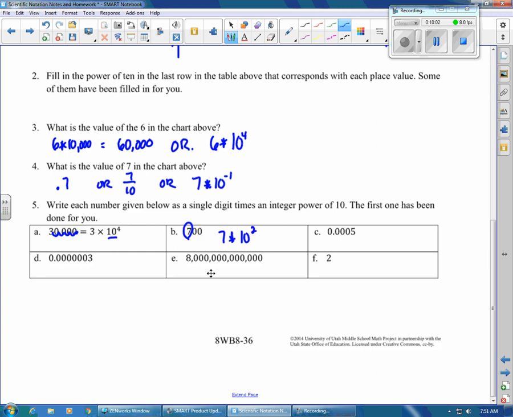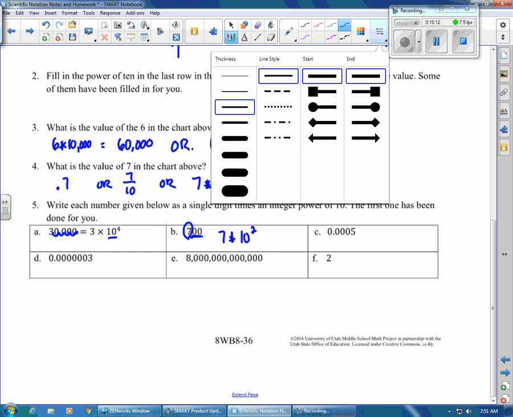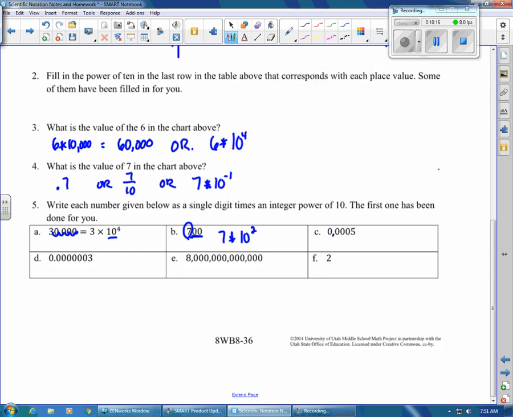Going to be 2. Okay, and I know it's 100 because I only have 2 zeros there. Now part C is where we're going to get a little bit tricky. Again, I'm going to get my pen to be a little bit thinner so that I'm not writing quite so fast here. Here's my decimal.